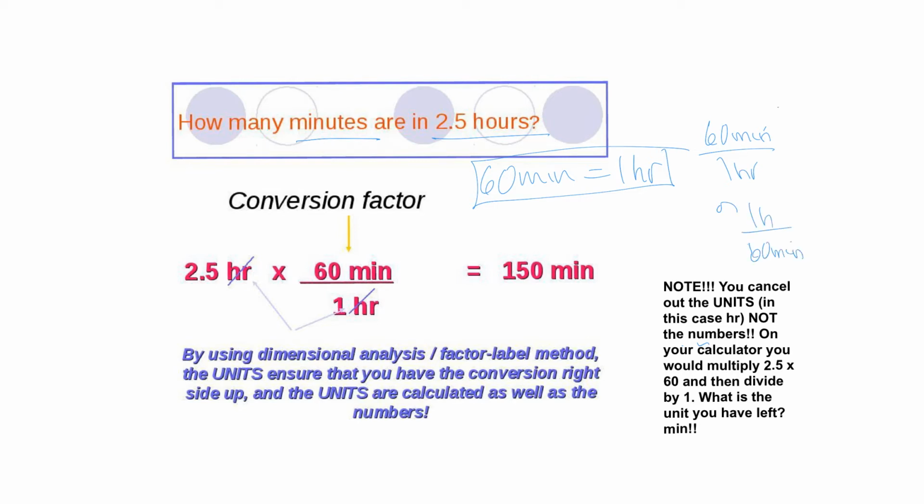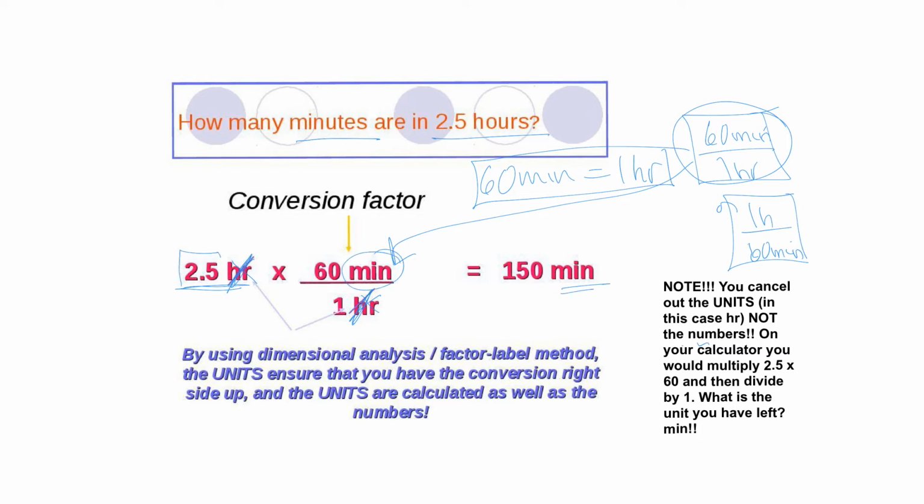How do I know which conversion factor to choose? I choose the one that's going to help me factor out the unit. So I start with 2.5 hours. If I choose this conversion factor, then I can cancel out hours. I don't cancel out the numbers, guys. I'm just factoring out the unit. So I have the hours canceled. I have minutes left, which is what I want. And now I just do my math.